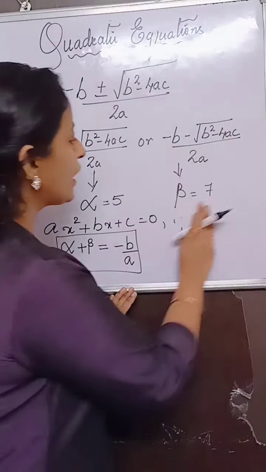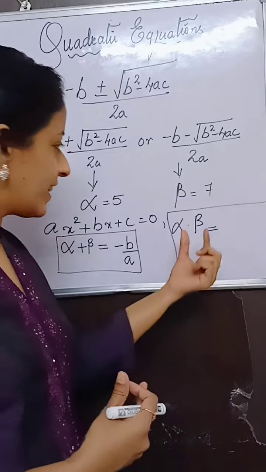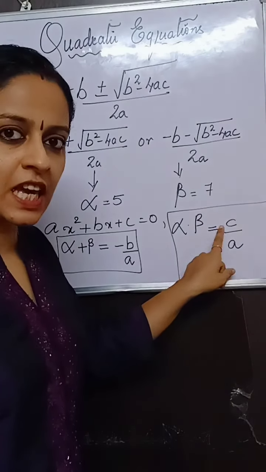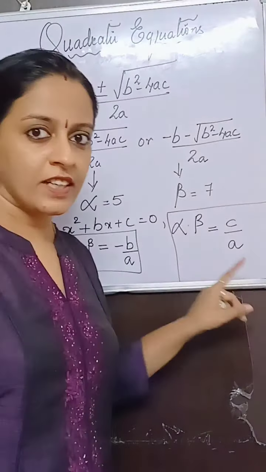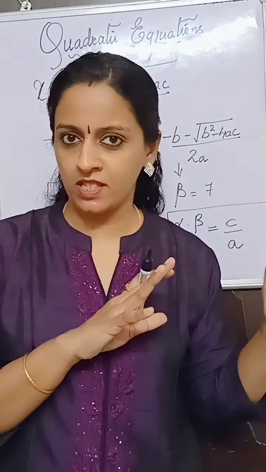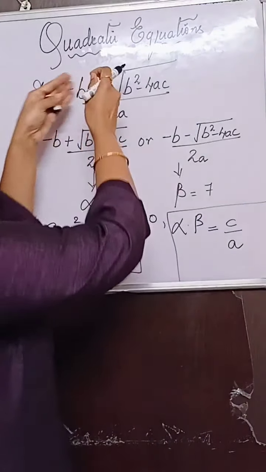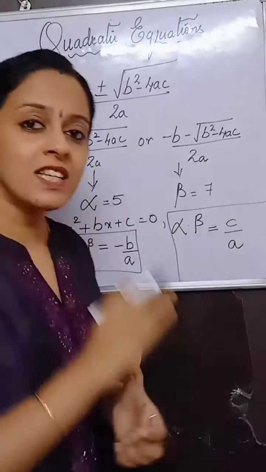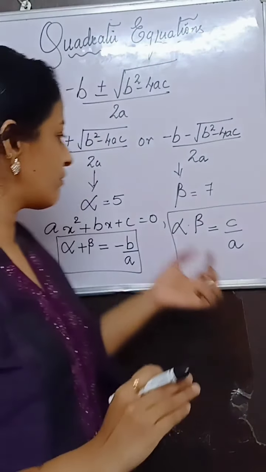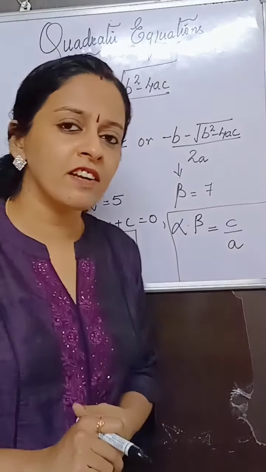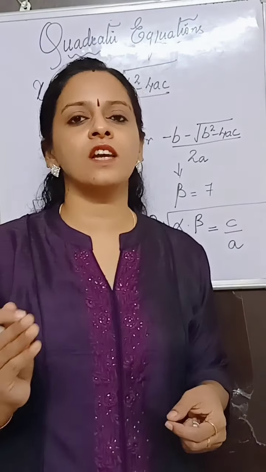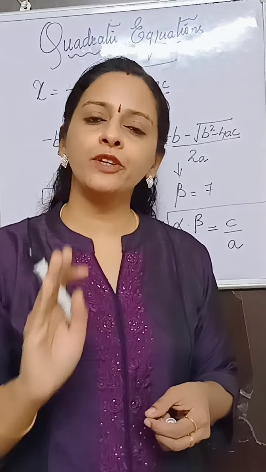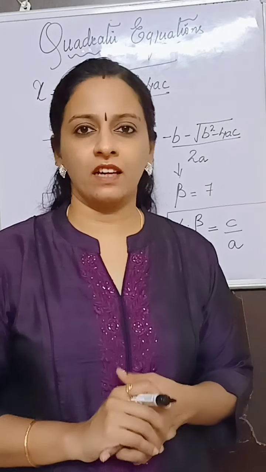The same way, when you multiply the roots, that value will be equal to c upon a. Understanding? So in the previous class you learnt the formula method. When you apply plus, that is called alpha. When you apply minus, that root is called beta. Now this alpha and beta share some relation with the values of a, b and c. What is that relation? Alpha plus beta is equal to minus b upon a, and alpha into beta is equal to c upon a.